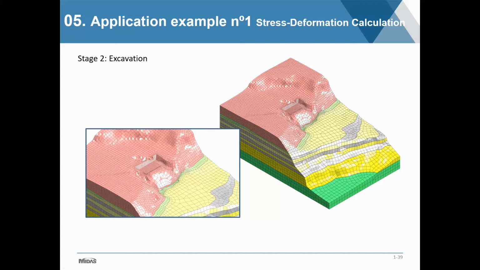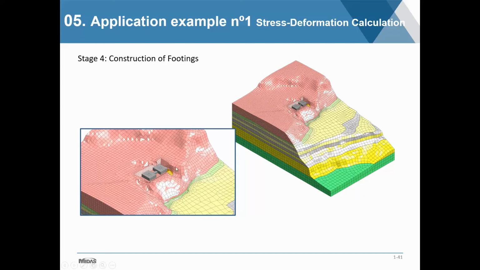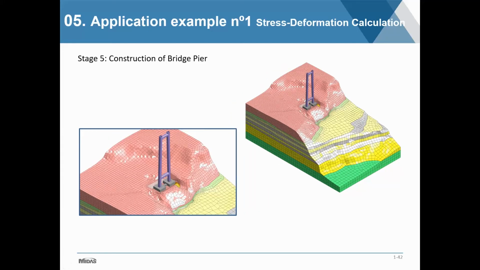The second stage of this analysis is just the excavation of where the pier is going to be. The third stage is activating or installing a fill to support the eventual footing of the bridge. The fourth stage will be the construction of the footing. As we were referring to, this part is where there used to be other mesh sets that would have overlapped if they were activated together. But it's not a problem in Midas so long as they're activated at different times.